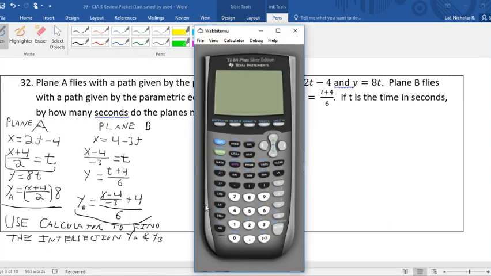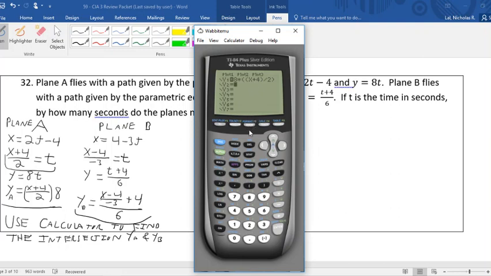So let's break out our trusty calculator. Our first equation is going to be 8 times (x plus 4) divided by 2, because we have (x plus 4) over 2 all times 8.